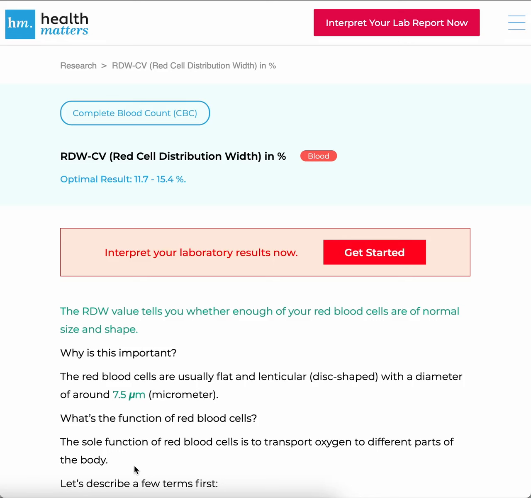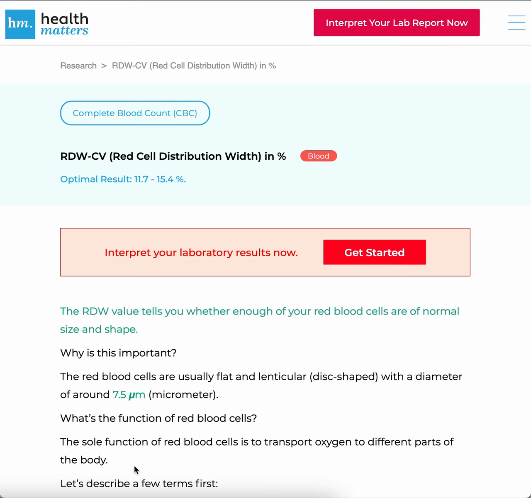Let's talk about red cell distribution width, RDW-CV. The optimal result is between 11.7 and 15.4%. The RDW value tells you whether enough of your red blood cells are of normal size and shape. So why is this important?